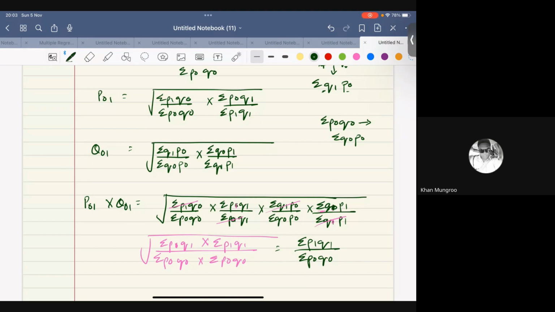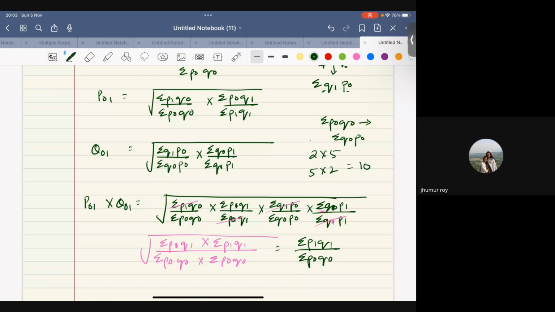Yes, doctor, tell me. When you get the sum of P1 Q0 with the sum of P0 Q1, it's not the same. It's the same. See, you're multiplying P1 by Q0, those two columns. Whether you multiply 2 into 5 or 5 into 2, you will get the same answer of 10.